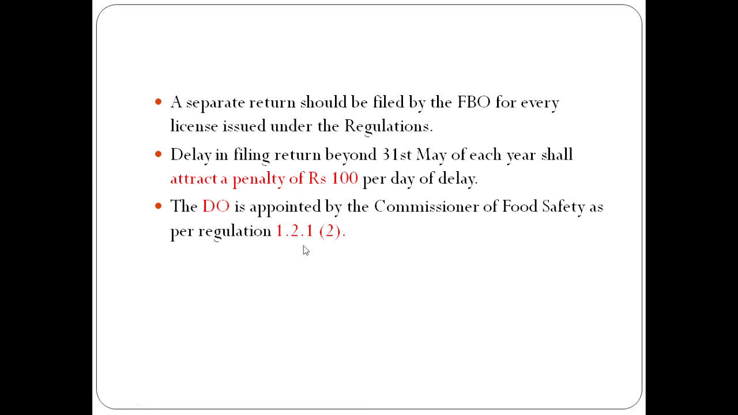These regulations are very important. Regulations are important, schedules are important. Please remember that. The designated officer is appointed by the Commissioner of Food Safety as per regulation 1.2.1 under section 2. Next thing is the designated officer is responsible for food safety at the district level. So this designated officer is a person who operates at the district level, and he will be responsible for the food safety issues happening at the district level.